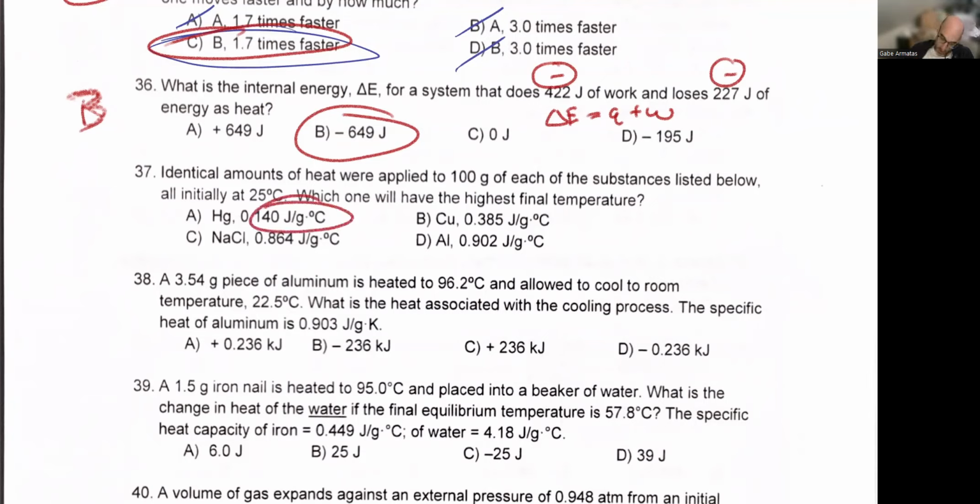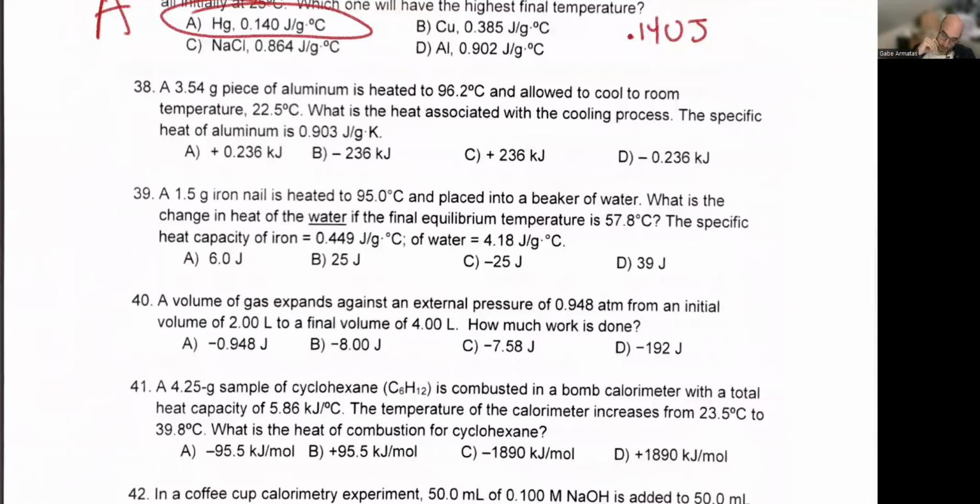If you think about the unit, joules per gram degree C, copper, let's see here. It looks like mercury. Mercury will increase the most. So for every 0.14 joules, 1 gram of it goes up 1 degree Celsius for mercury. Because it has the lowest, every joule does more, right? So 37 should be A. There we go. Yep. Mercury is going to go up the fastest because energy goes a long way in heating it up.